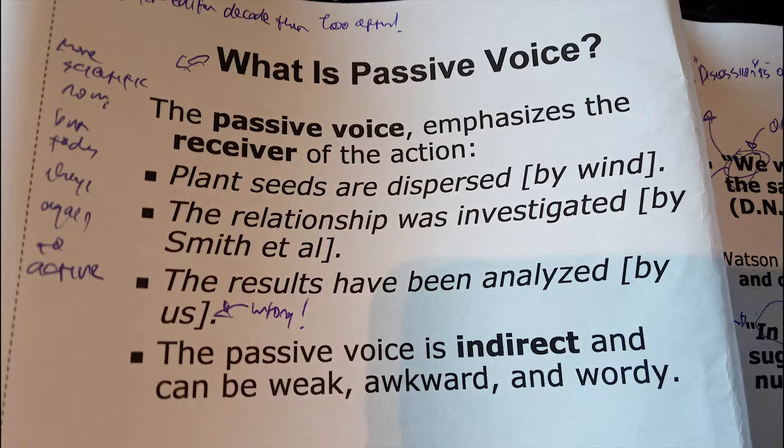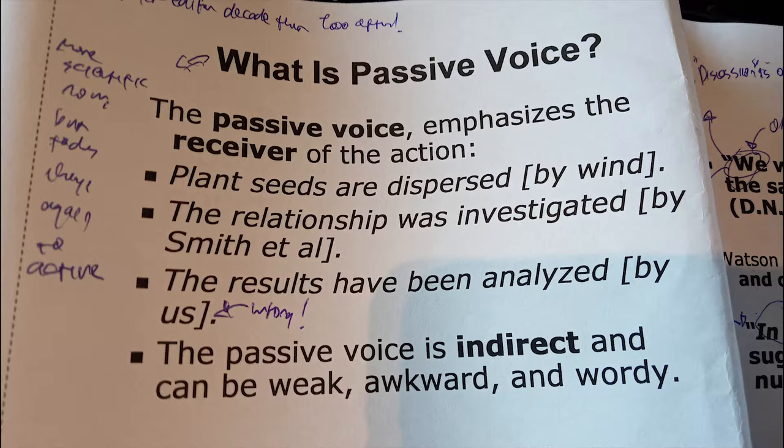The relationship was investigated by Smith. Notice the word by always comes before my subject in a passive sentence. That's one good way to find your subject in a passive sentence. Find the word by, what comes after by. The ball was hit by the man. The man is the subject. He's doing the action. He's hitting the ball. The results have been analyzed. Well, by us here. We might even drop it out.